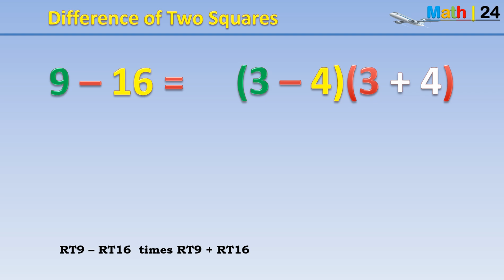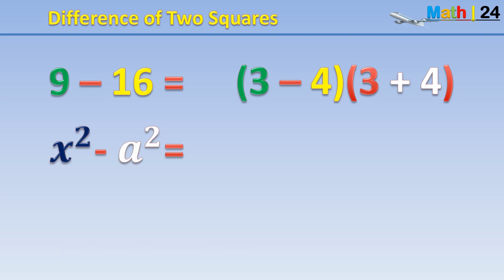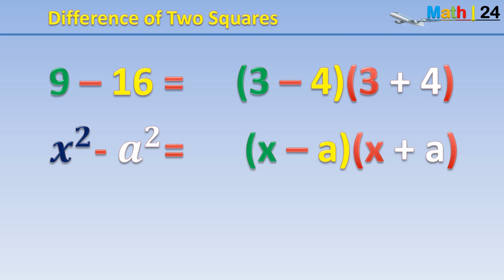The next expression is x squared minus a squared. So in the brackets, we're going to have x and a, and we use one to be positive and make the other one negative. We have 1 minus 4y squared. In this case, we have the square root of 1, which is 1, the square root of 4 is 2, and the square root of y squared is y. So we have 1 minus 2y times 1 plus 2y.